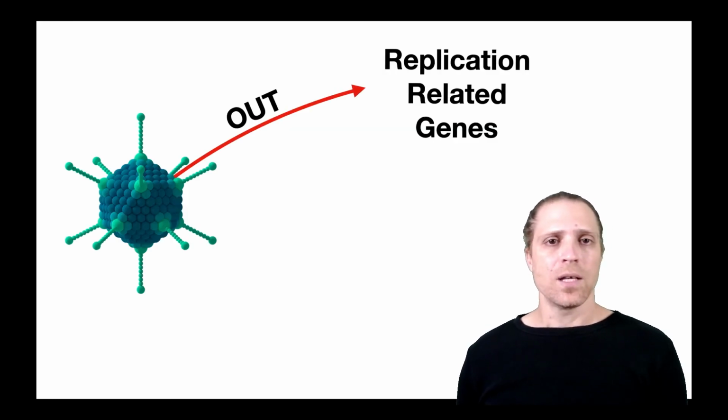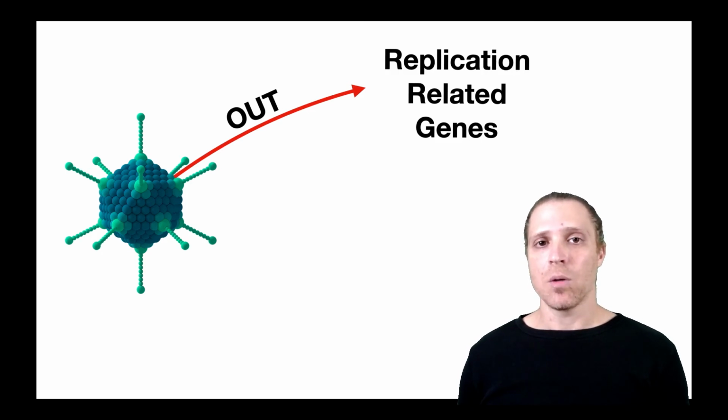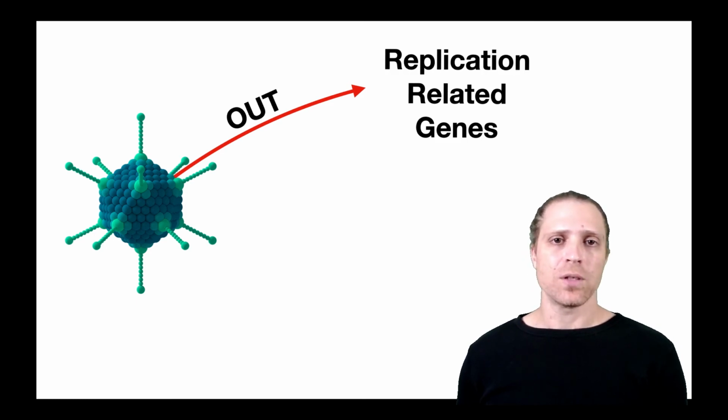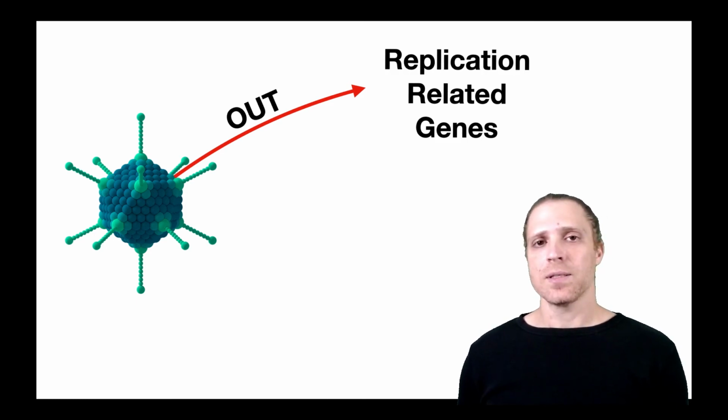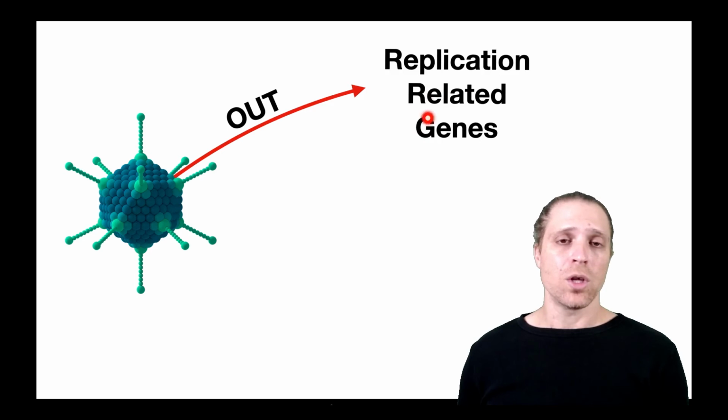Now, since adenoviruses are known to cause various illnesses, including the common cold, the researchers had to take out genes that are relevant to the virulence of this virus, as well as genes that are involved with replication, because we don't want this particular virus to replicate inside our bodies.